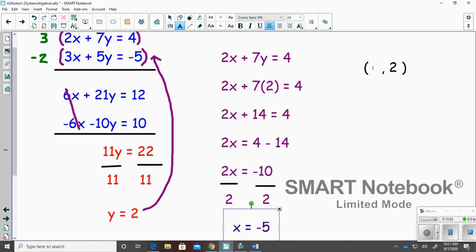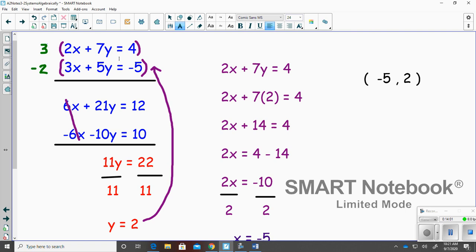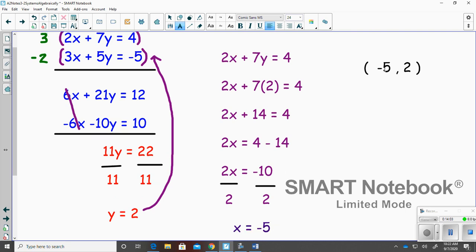Okay, so I'll come back up here and substitute negative 5 in x's place. The final solution to this system of equations is that the x value is negative 5 and the y value is 2. If I were to graph it, these 2 equations would intersect and be consistent and independent, but the final solution would be negative 5 and 2.